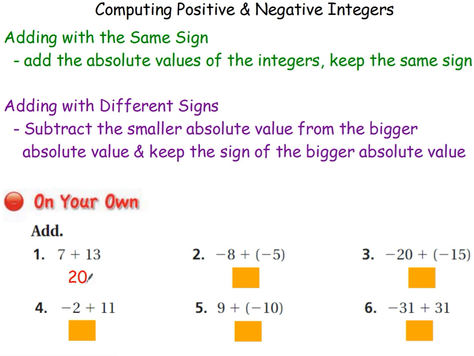Okay, number 1, of course, is 20. Number 2, negative 13. Number 3, negative 35. Number 4 is 9. Number 5 is negative 1. And number 6, we have the additive inverse, so the answer is 0.